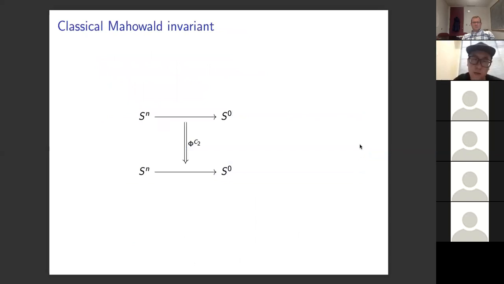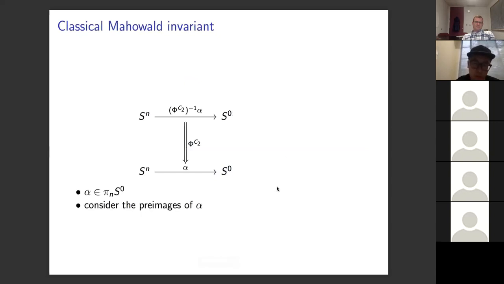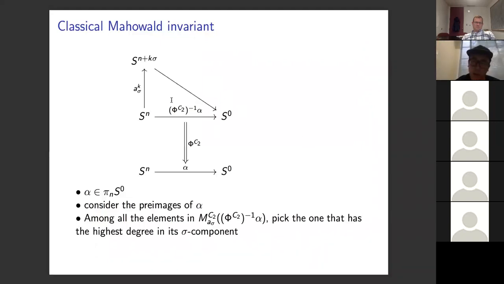The connection to the classical Mahowald invariant is the following, by Brunner and Greenlees. Consider the C2 fixed points. Take any non-equivariant map from Sn to S0. Consider the pre-images, all the lifts in the sense of the geometric fixed points. So this is a C2-equivariant map, although the action on the two sides is still trivial. Among all the lifts in here, try to do the maximal extension among all these elements with respect to the sigma component.